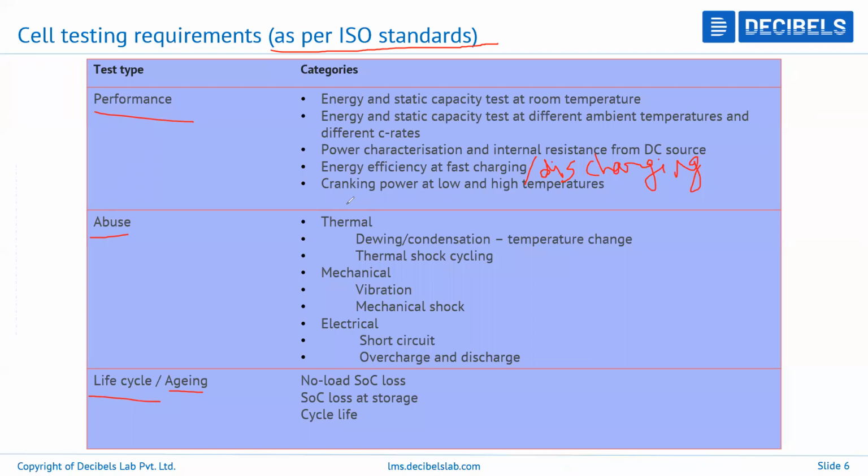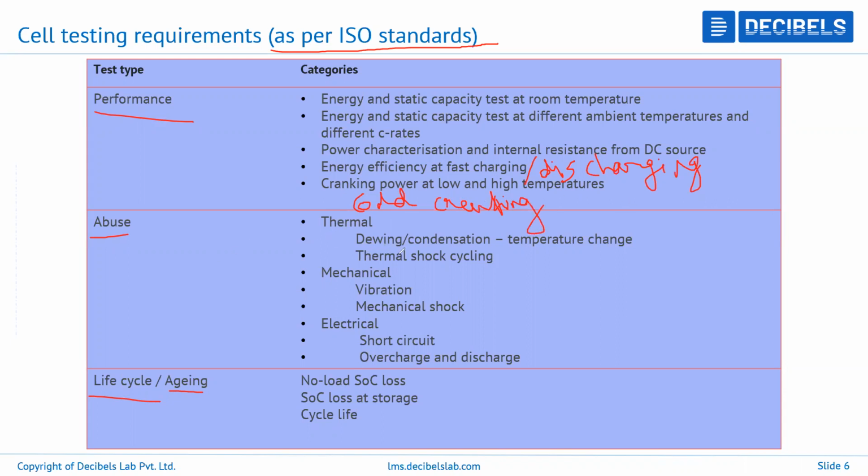There is something called cold cranking. This tells you to what extent the battery can provide power at a particular low temperature. That's what this test actually tells you.